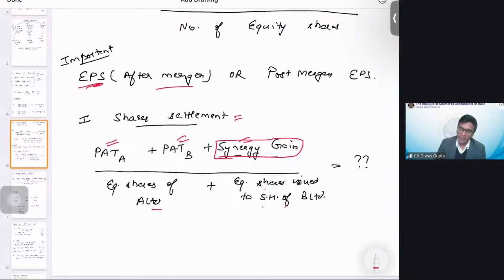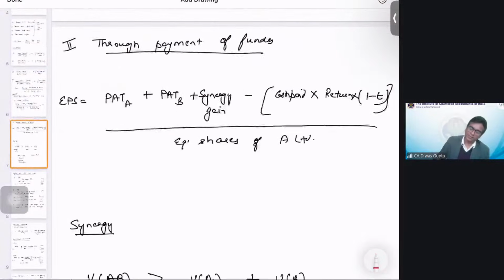Okay. Divided by the equity shares of A Limited that was pre merger plus equity shares issued to the shareholders of B Limited that is post merger, right? These are the shares that are issued to the shareholders of B Limited post merger, the incremental shares that will help you to derive the earnings per share post merger.